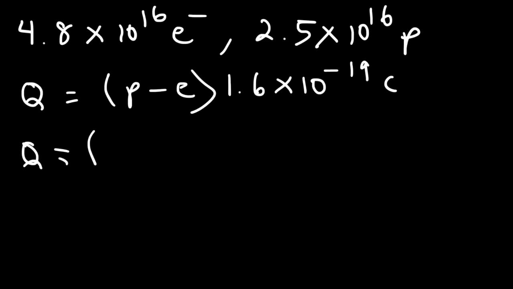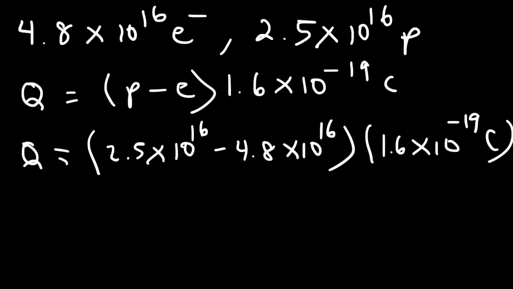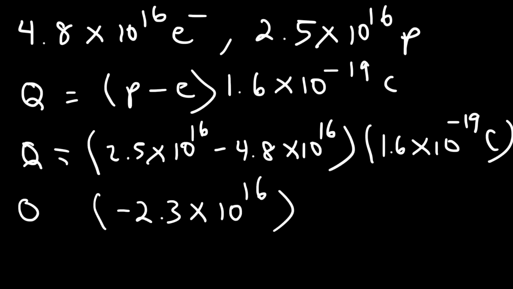So in this case, we have 2.5 times 10 to the 16 protons, and we have 4.8 times 10 to the 16 electrons. Let's multiply by this number. So 2.5 minus 4.8, that's negative 2.3. And it makes sense why it should be negative, because we have more electrons than protons, and so Q has to be equal to a negative number.